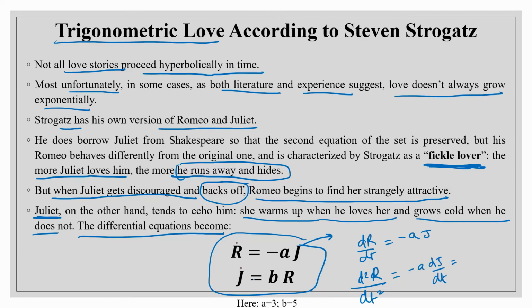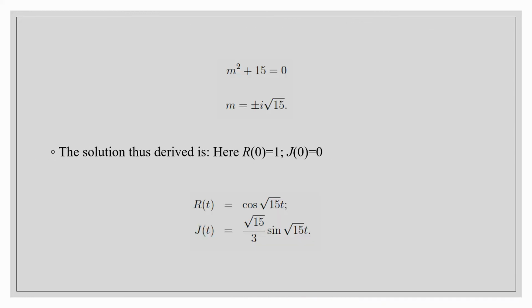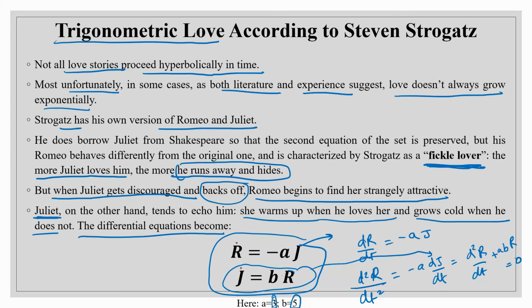Now because dJ/dt is already given, if I put it over here, I can get the differential equation as R'' plus abR equals 0, which is a linear second order differential equation. Now if you put a equal to 3 and b equal to 5, and find the auxiliary equation, you will get this. You have already done this in your differential equation class, how you can solve the second order differential equation.